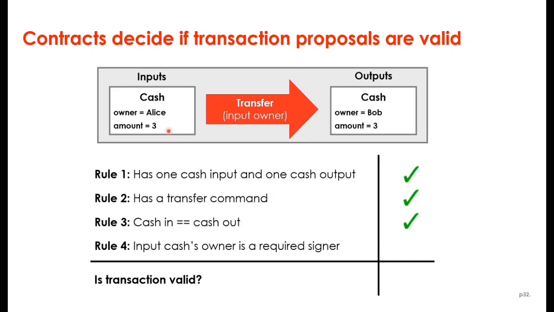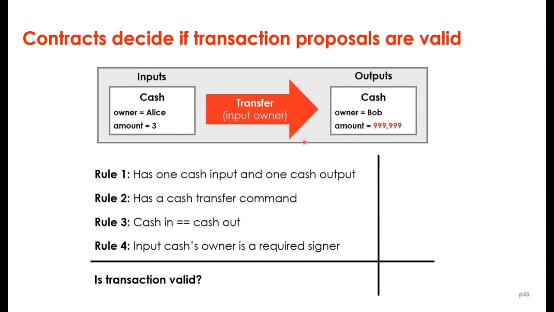Is there cash in and cash out? So it looks like that's the case here. There is a cash input and a cash output. And do we have the input owner requirement signature? We have that, so that gives us a valid transaction. And then the ledger would be updated that now Bob is the owner of this cash of the amount 3.